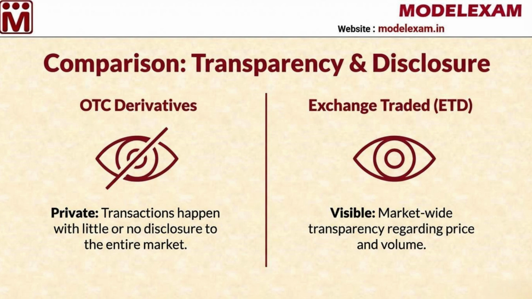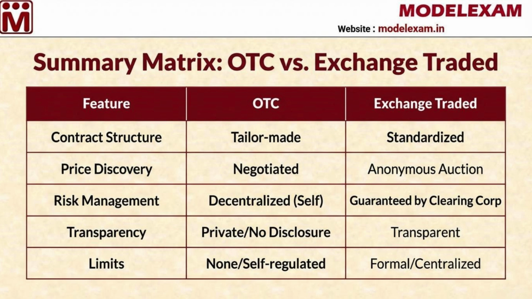Alright, to wrap things up, let's look at this summary that highlights the core differences we've discussed throughout. First, think about how the contracts themselves are constructed. In the OTC world, they are tailor-made to fit a specific person's needs, whereas on an exchange, every contract is standardized, so they are all exactly the same for everyone. When it comes to finding a price, the OTC market uses a negotiated bidding process, essentially a private agreement between two people, while an exchange acts like a big anonymous auction where many buyers and sellers interact at once on a single platform.